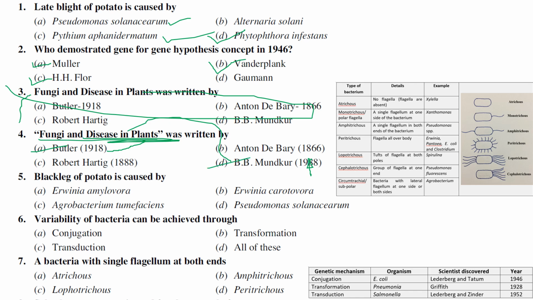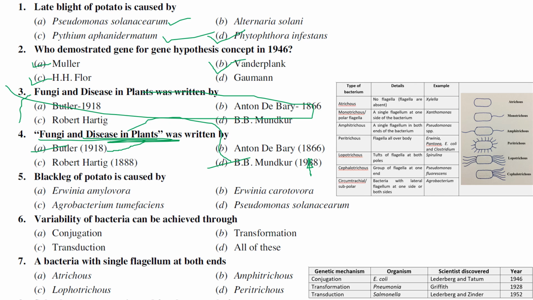Anton de Bary also wrote a book called Comparative Morphology and Biology of the Fungi, Mycetozoa and Bacteria. And Robert Hartig is generally considered father of forest plant pathology.